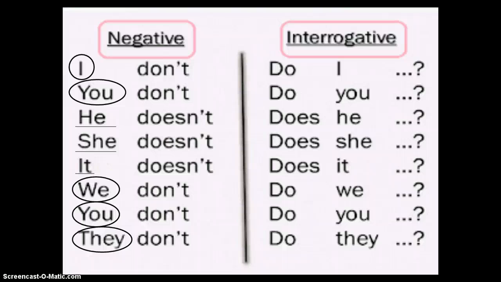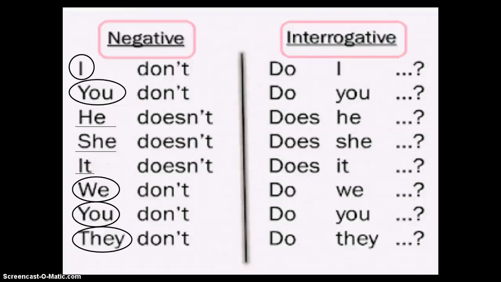Okay. As well as the negative, the interrogative also uses do and does. But to make an interrogative sentence, the auxiliary is first in the sentence. For example, do I, do you, does he, does she, does it, do we, do you, do they, and others. So it starts with do or does and then is followed by the subject.